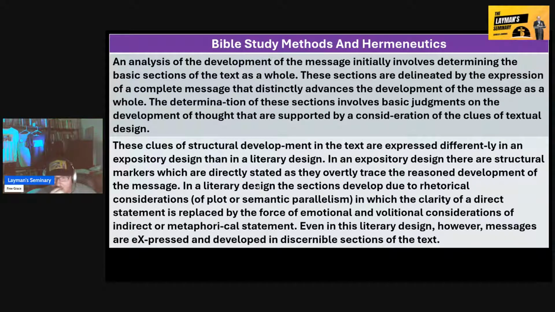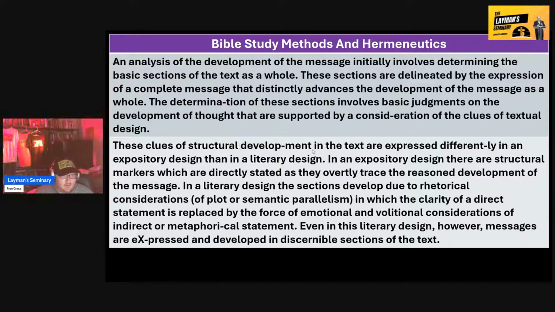These sections are delineated by the expression of a complete message that distinctly advances the development of the message as a whole. The determination of these sections involves basic judgments on the development of thought that is supported by consideration of the clues of textual design.